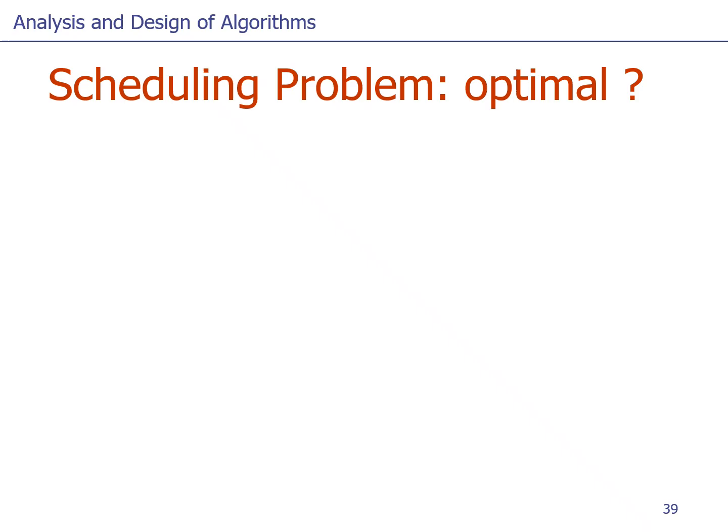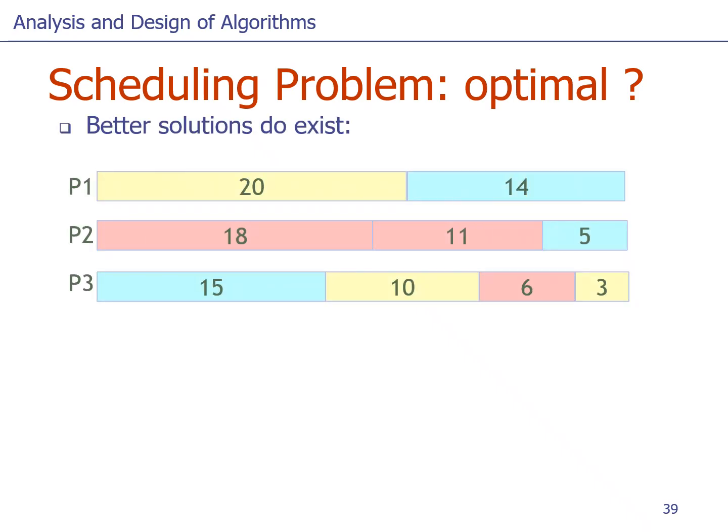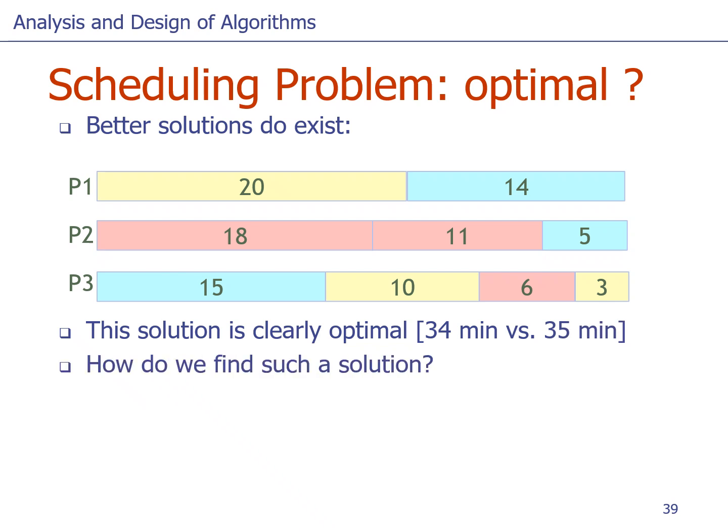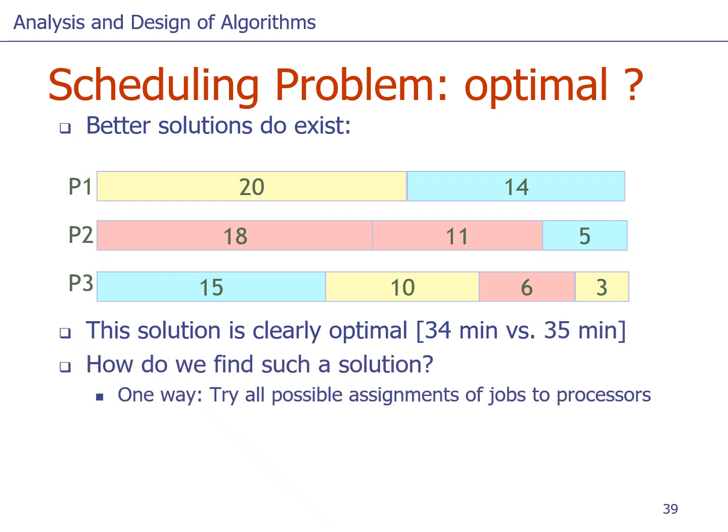Now, can we do better? Obviously, yes. If you're already into algorithm design, you know that we could use something called dynamic programming. We'll talk about it later on. In dynamic programming, we will try different combinations to get the optimal solution, and the optimal solution is going to be 34 minutes instead of 35 minutes. So we'll see that later on.